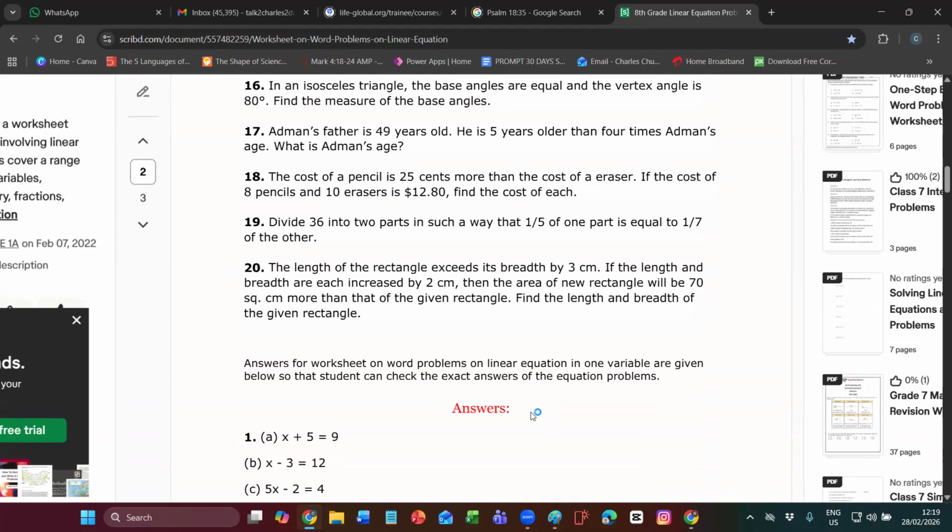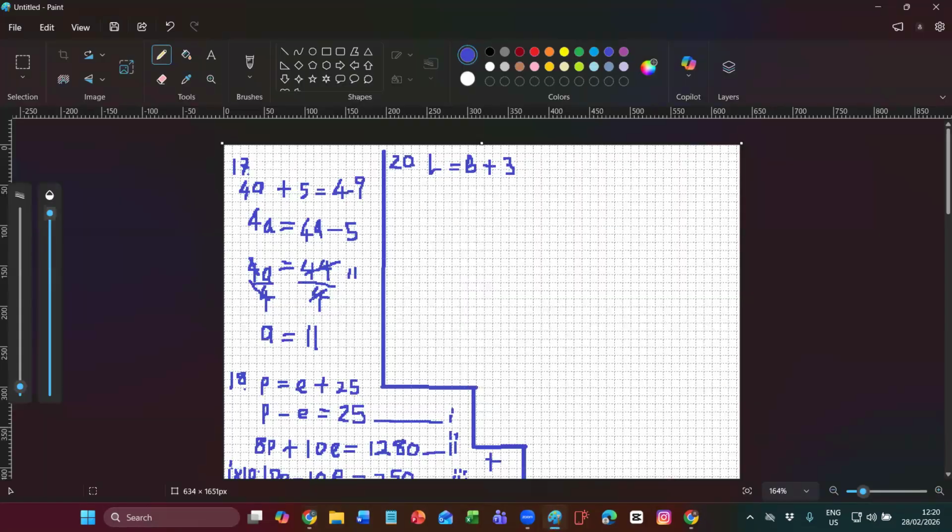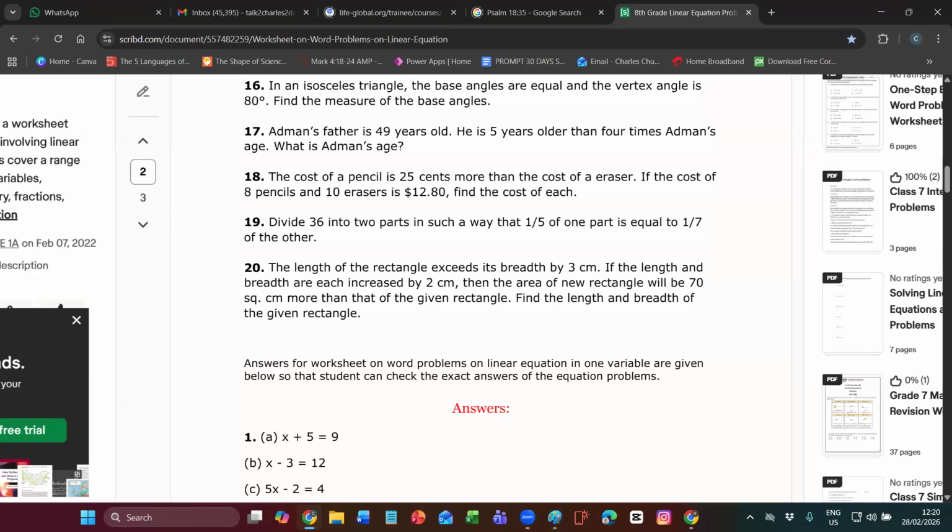They said if the length and breadth are each increased by 2 cm, then the area of the new rectangle will be 70 square centimeters more than the given rectangle. How do you think we're going to represent that information? Do you want me to help you? Okay, so let's come to this.